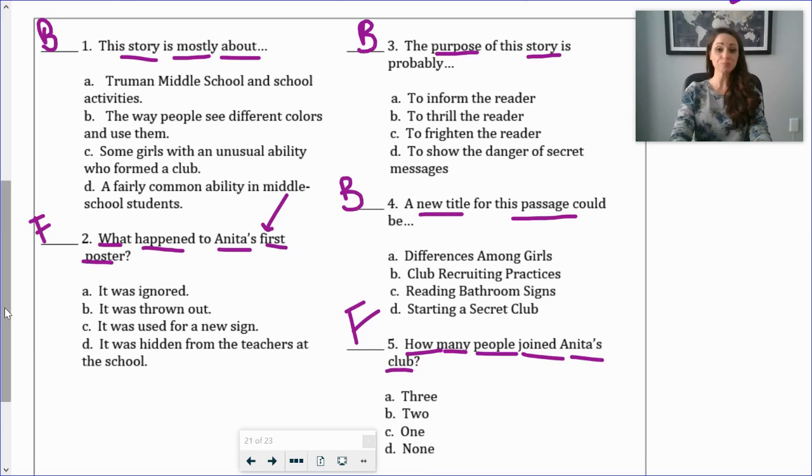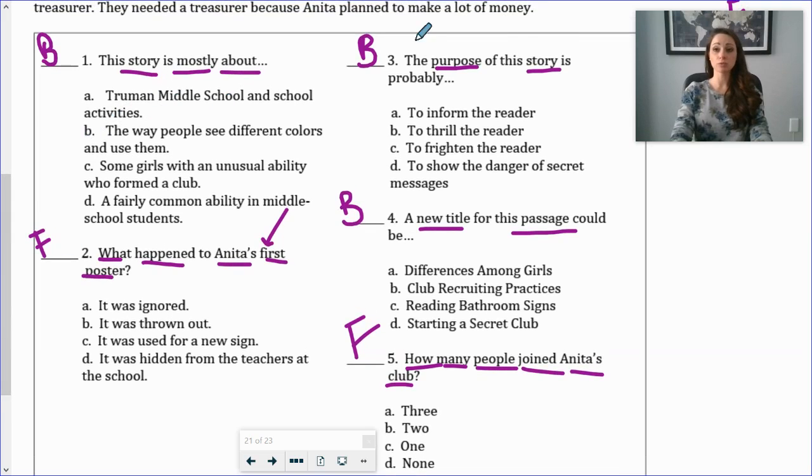So when I go back, I'm going to look really quick again at my questions so I can be remembering, all right, these are my keywords in my questions. This is going to help my brain hone in on those clue words in the passage. So the story is mostly about what happened to her first poster; the purpose, so why is the author writing this; a new title, so basically it's asking me for a topic, main idea; and how many people joined Anita's club.